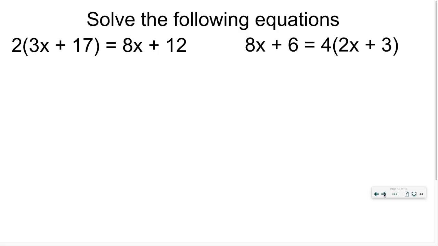So talk amongst your tables now and see what you found. Our first big question is there a solution? Like, is there one solution, infinite solutions, or is there no way to solve it?